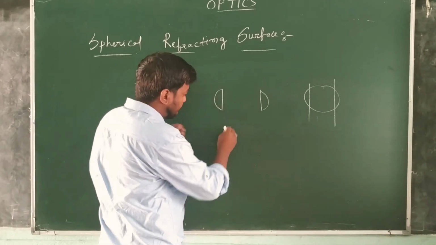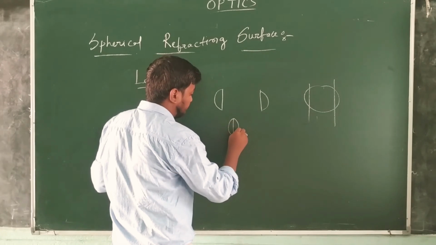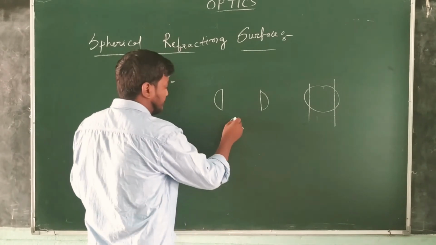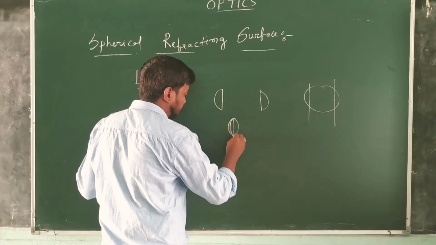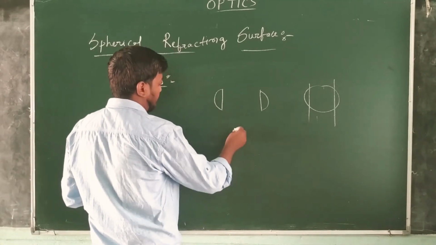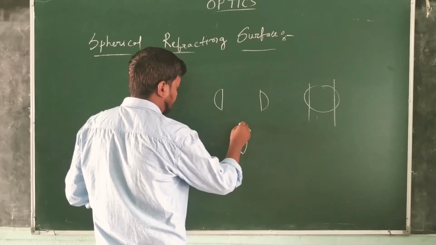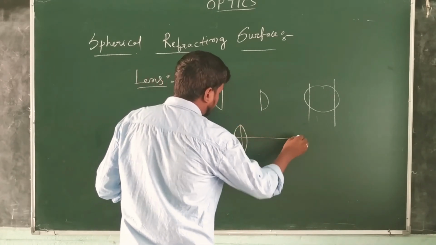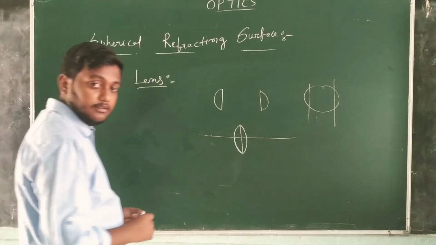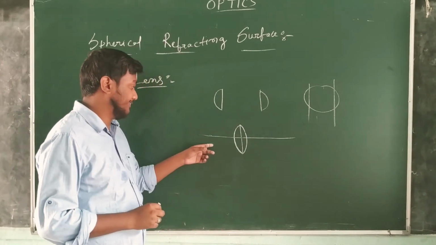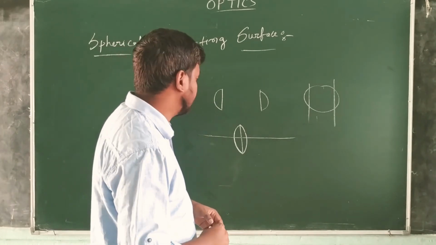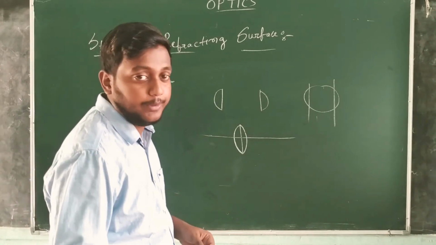Then we join these two slices. The shape will be like this. This lens is known as convex lens. In case of lens, the convex lens is known as converging lens. That means it converges all the incident rays to a point.